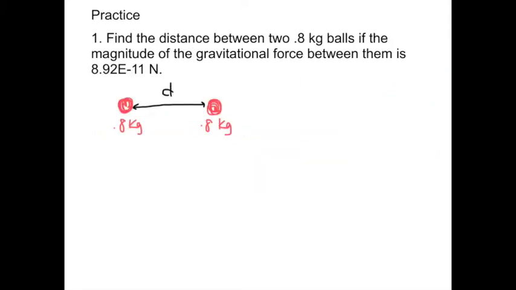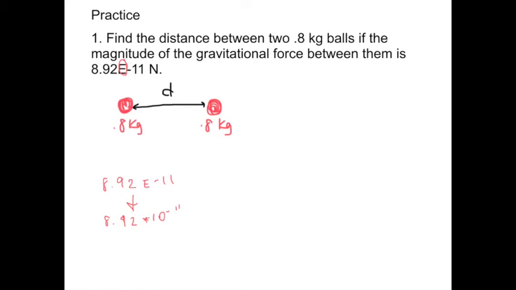Let's do some practice problems. Number 1. Find the distance between two 0.8 kilogram balls if the magnitude of the gravitational force between them is 8.92 times 10 to the negative 11th newtons. And just a quick note here, from now on I'm going to be using this capital E to represent scientific notation. That's just sort of a calculator notation. So 8.92 e negative 11 is equal to 8.92 times 10 to the negative 11th. Just keep that in mind.